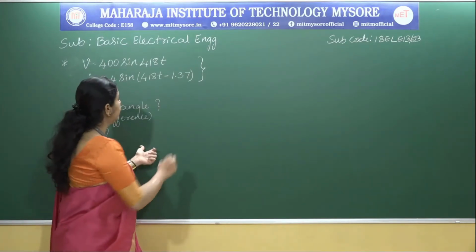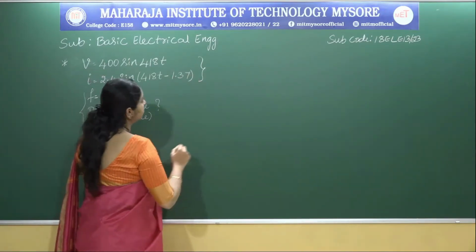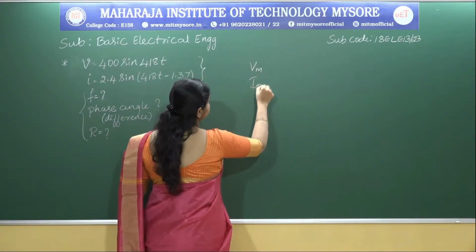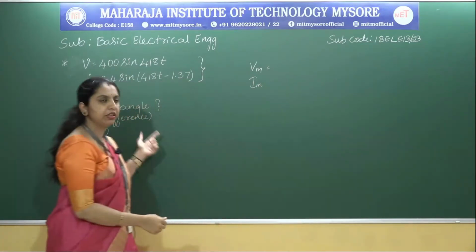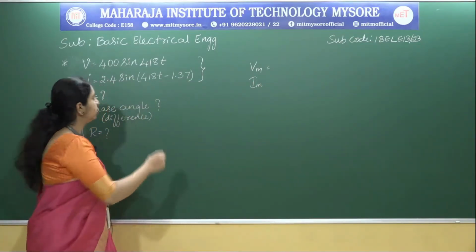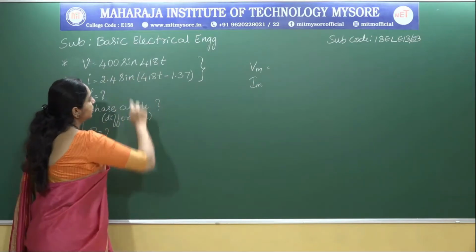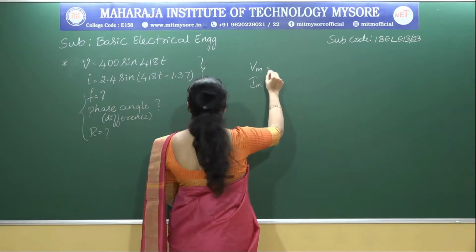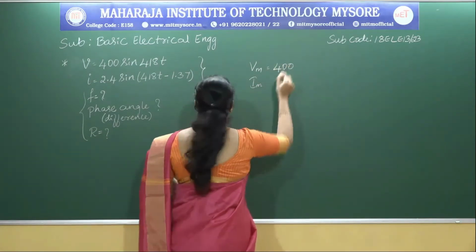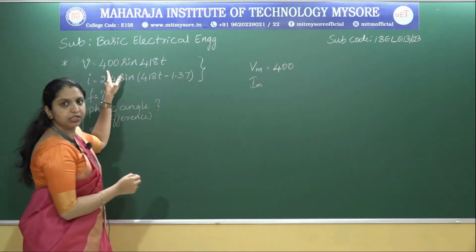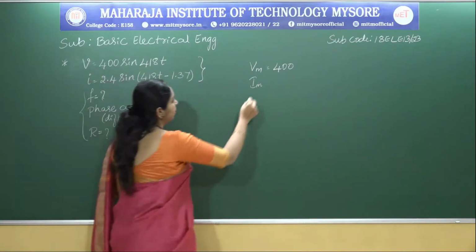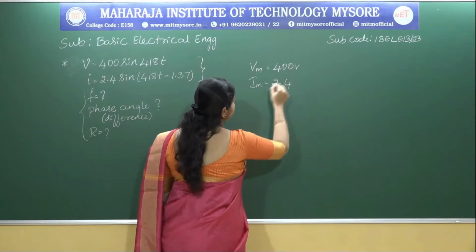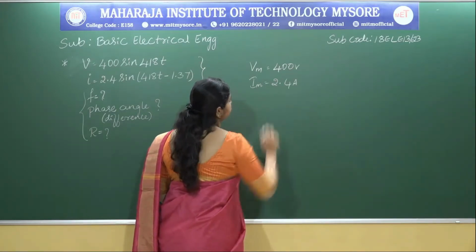From these two equations, we can get the values of Vm and Im. If we compare with the standard equation V equals Vm sin omega t, we need to identify Vm. Vm is equal to 400 because 400 is the maximum voltage, and Im is equal to 2.4. The unit of voltage is volts and the unit of current is amperes.